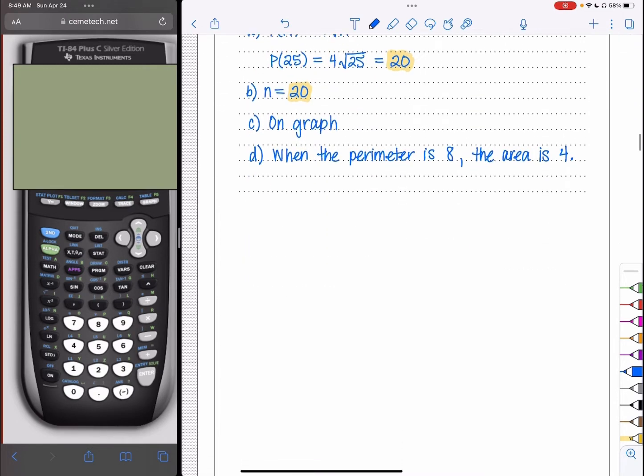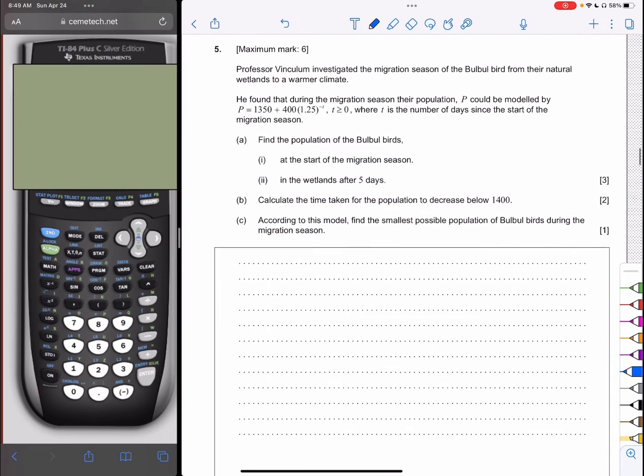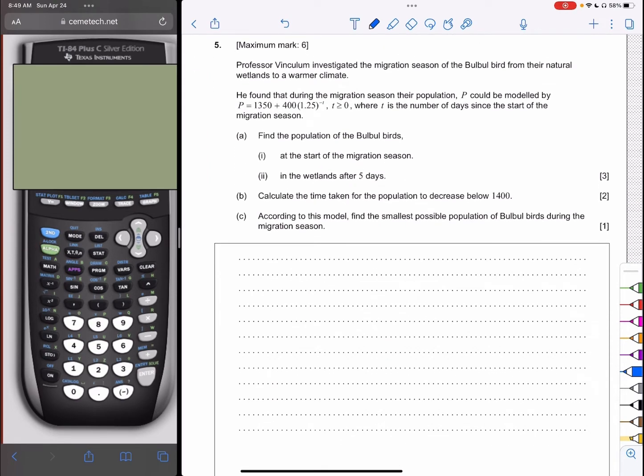All right, so that is my answer for number 4. Now let's move on to number 5. Number 5 states that Professor Vinculum investigated the migration season of the bulbul bird from their natural wetlands to a warmer climate. He found that during the migration season, their population could be modeled by the equation P is equal to 1350 plus 400 times 1.25 to the power of negative t, for the values of t greater than or equal to 0, because t represents the number of days since the start of the migration season.